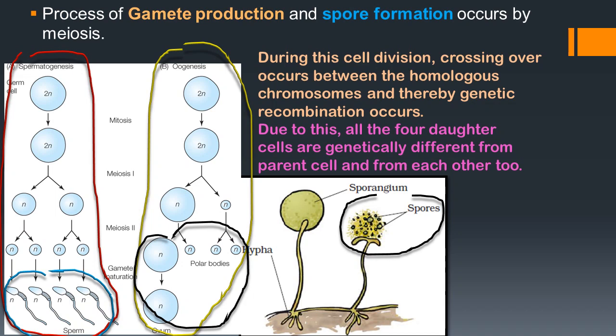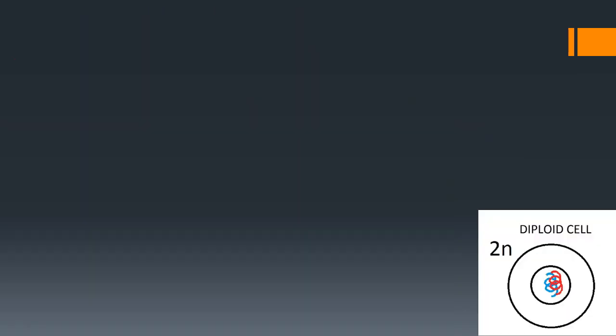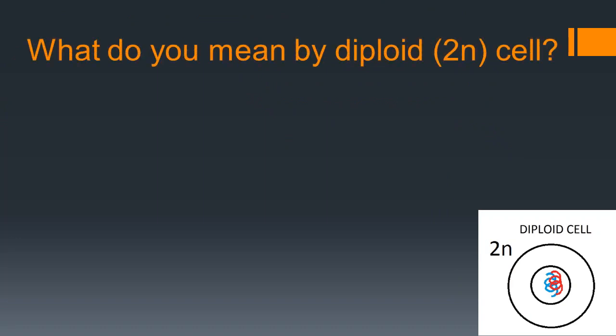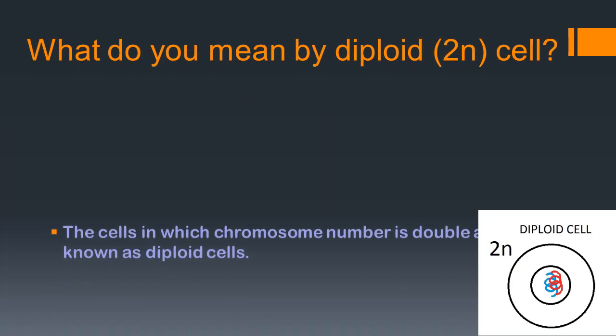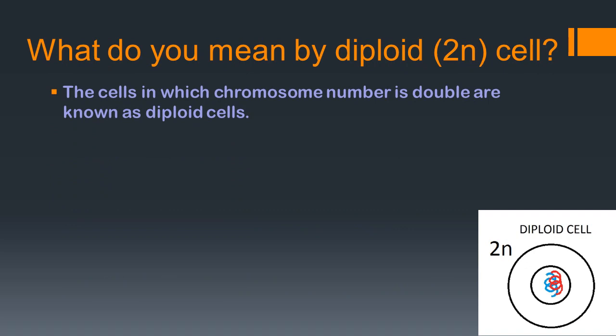Alright, so this is all about meiosis cell division, and here we have to answer a few questions. So the first question is, what do you mean by diploid or 2n cell? So students, the cell in which the chromosome number is double is known as a diploid cell. Like double, meaning 2n.